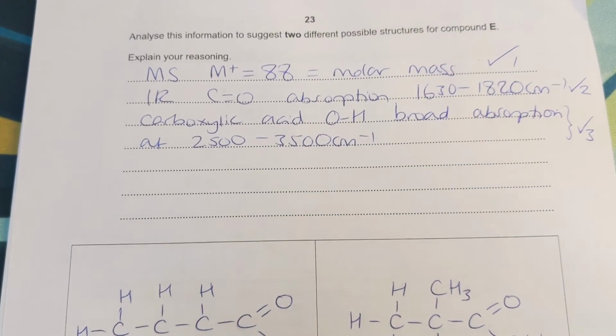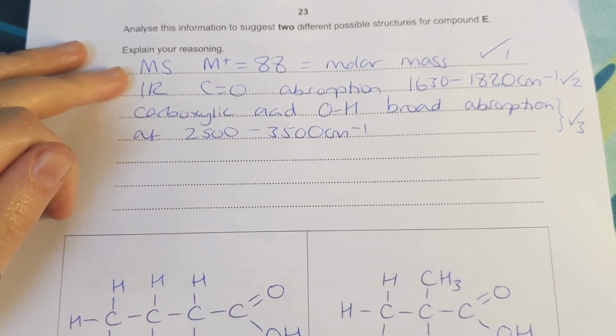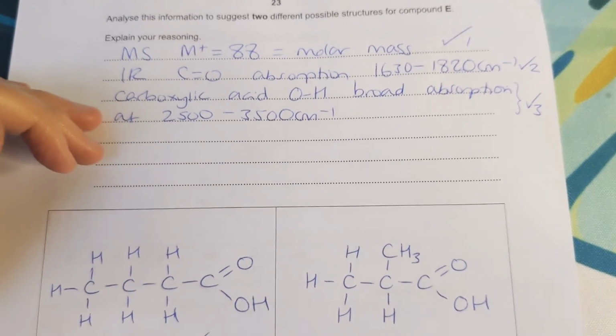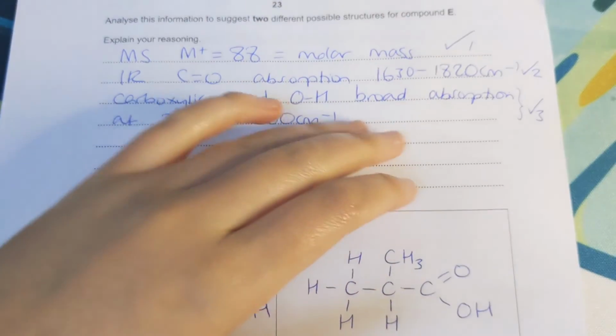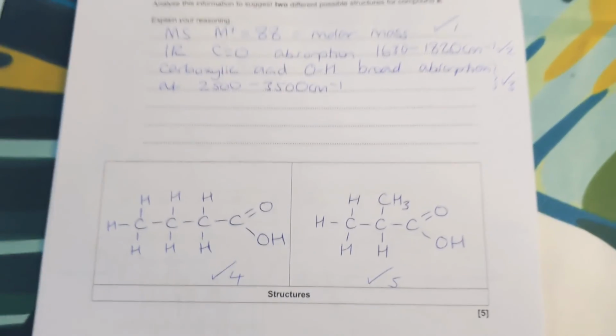And here's where we get the marks. Identifying the molar mass from the molecular ion on the mass spectrum, identifying the carbonyl absorption on the infrared, along with the carboxylic acid OH absorption, and 1 mark for each possible structure.